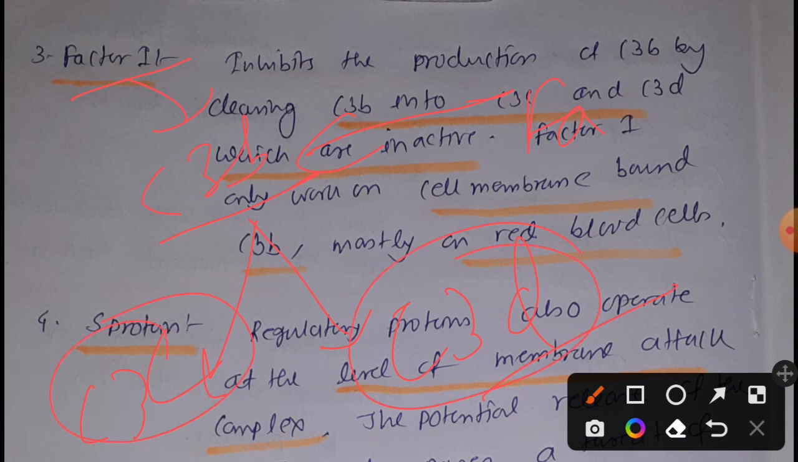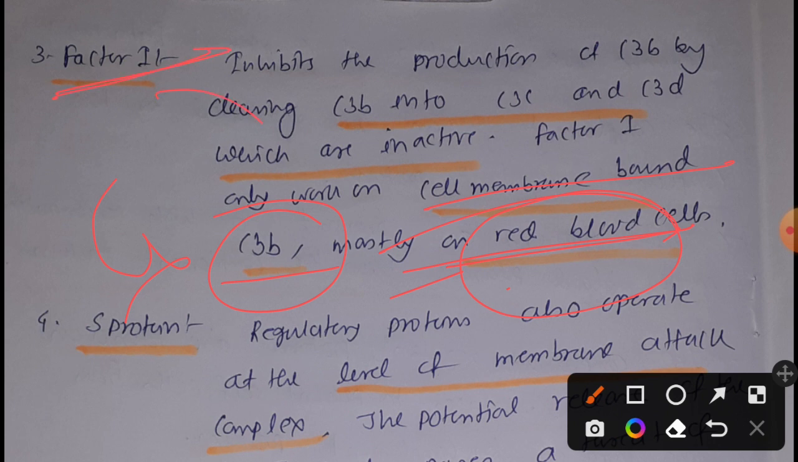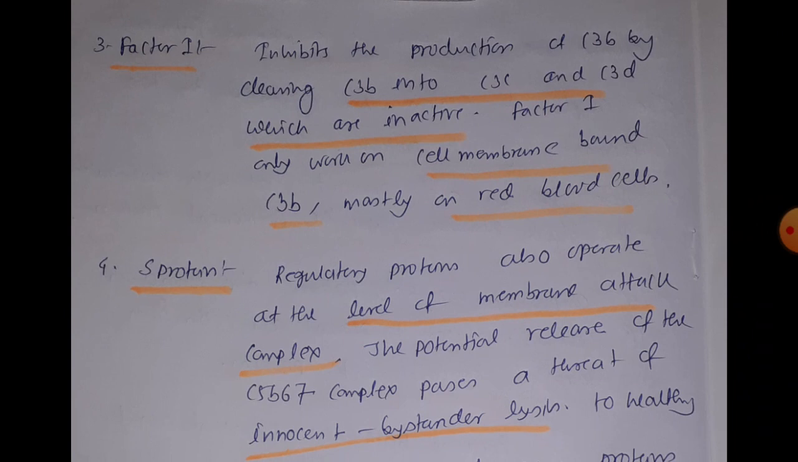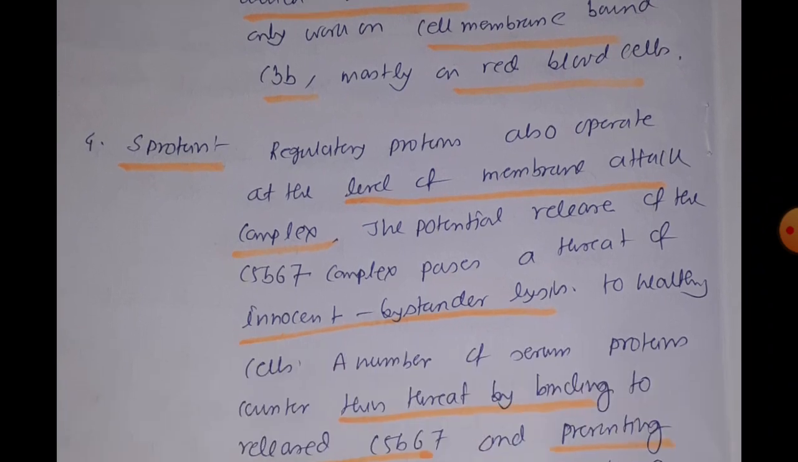Now remember, this factor I can only work on cell membrane bound C3b, mostly on red blood cells, and that is obvious. If the complement pathway, especially the alternative pathway, starts to act on red blood cells, it will be very dangerous for us. That is why factor I is present there to convert the C3b into C3c and C3d, so that the alternative pathway, mainly the terminal pathway, cannot be activated against red blood cells.